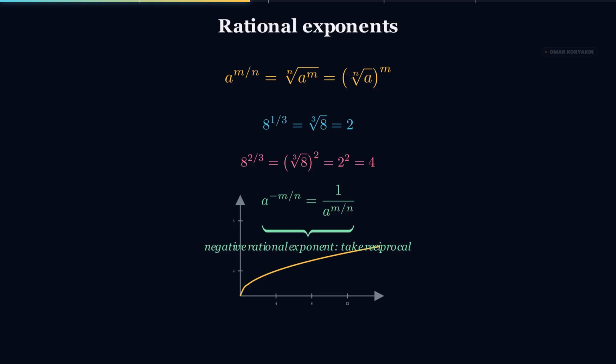The negative case, a to the negative m over n equals 1 over a to the m over n. Flip first to handle the minus sign, then evaluate the positive rational exponent the usual way.